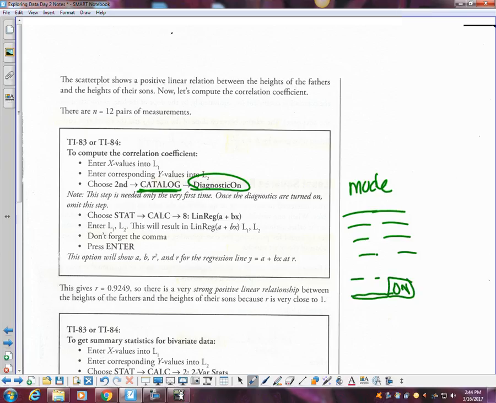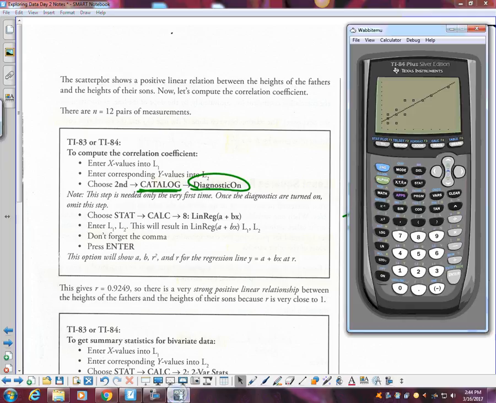Once you've set it, it should stay on, but if for some reason you get to this screen right here, you get here, and you have your A and your B, but you don't have an R squared and an R, then that's how you get it back. But again, once you set it, it should be fine. We do not clear calculators for the AP test, so once it's there, it should stay there. So that's how you get your R, and you can tell our R is 0.903.